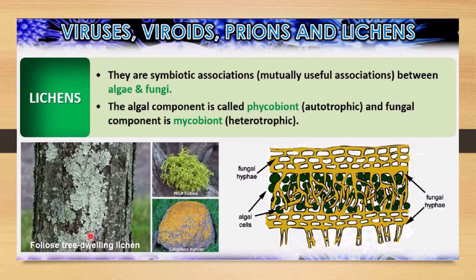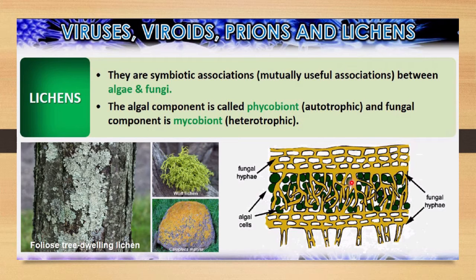Here you can see a foliage tree-dwelling lichen. Here you can observe the wolf lichen, and this is also a rock-side lichen. Such a relationship you can observe here. These are all examples of lichens. And how it looks: here you can see yellowish fungal hyphae, associated with the algal cells, which look greenish. So fungal hyphae and algal cells are together symbiotically associated and give benefit to each other.